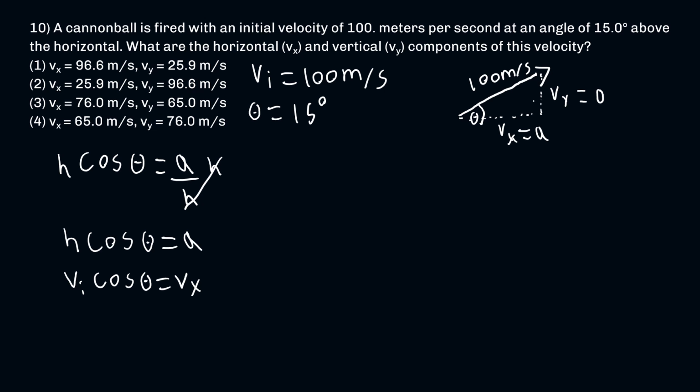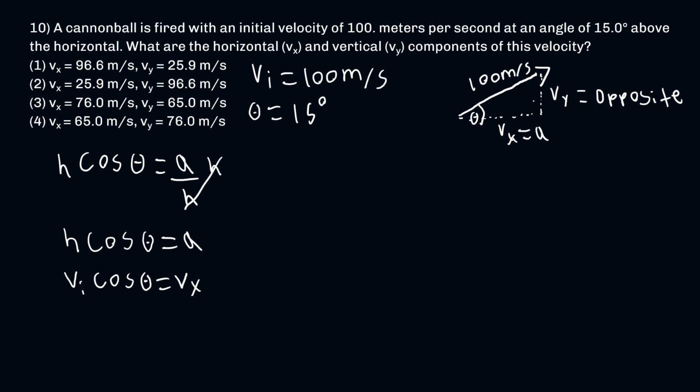Same idea for sine. If I want to find the opposite here, which is going to be my v subscript y, that doesn't mean v subscript y equals 0. I'm just showing that it's the opposite. So let me write that out fully so there's no confusion: opposite for v subscript y, and adjacent for the other one.